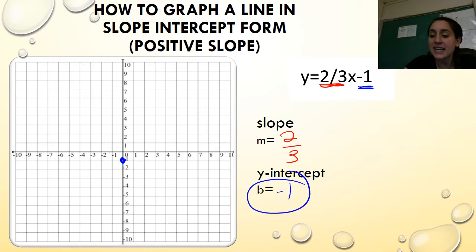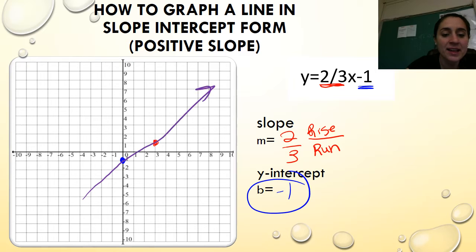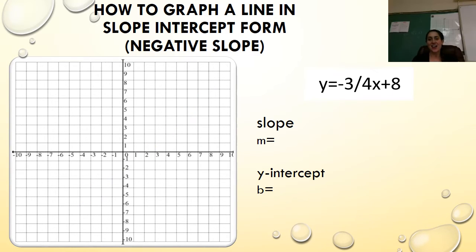The next thing I need to do is my rise over my run. Okay, so it's telling me to rise up 1, 2, and run to the right 3, 1, 2, 3. I went up because it's a positive slope. So whenever I have a positive slope, I'm going to go up. Now that I've done that, I can just draw my line and connect. Easy as that.